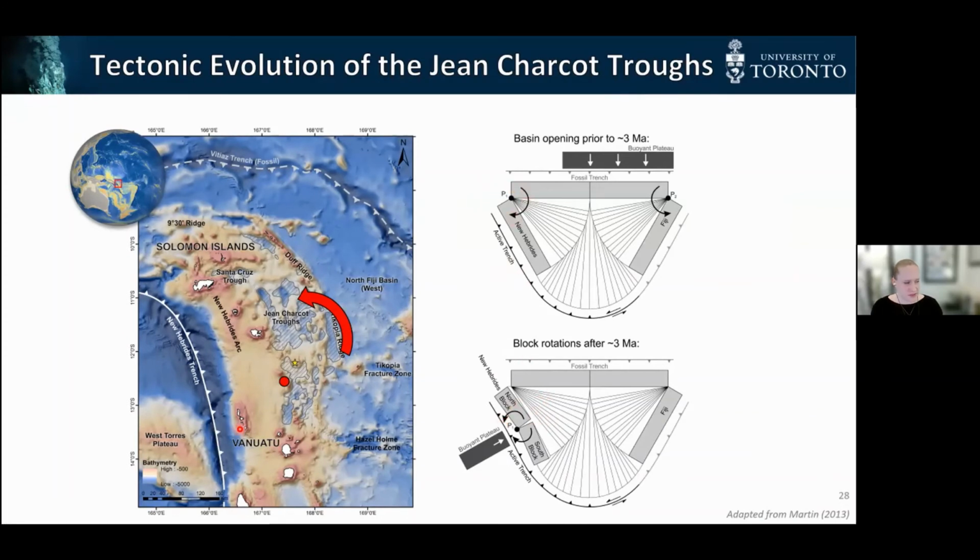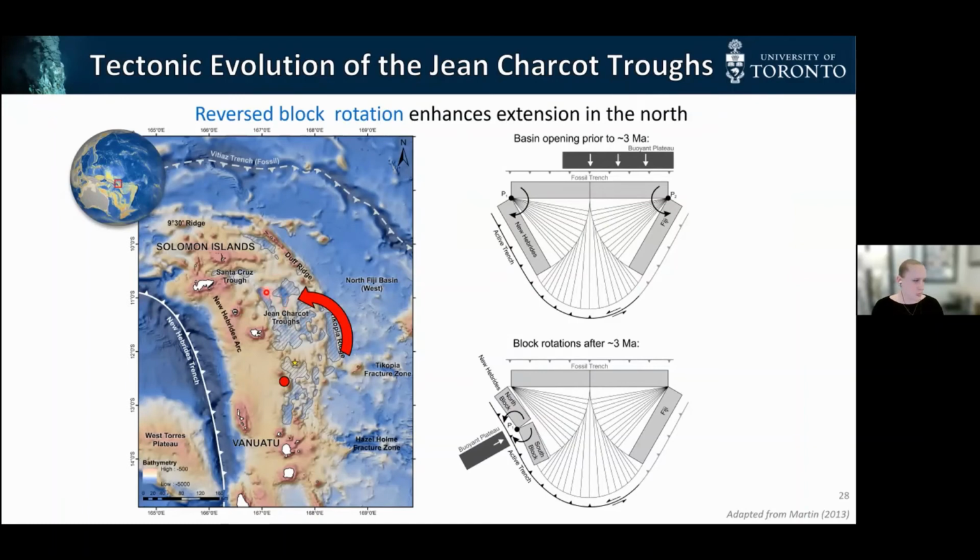So from GPS measurements, the hinge point is about here. Close to this hinge point, we have more sedimentation, and as we move further away, there's more torque, so we have more active extension and deeper basins in the northern part. So it could be that this reversed block rotation has actually enhanced extension in this northern part of the Jean-Charcot troughs.